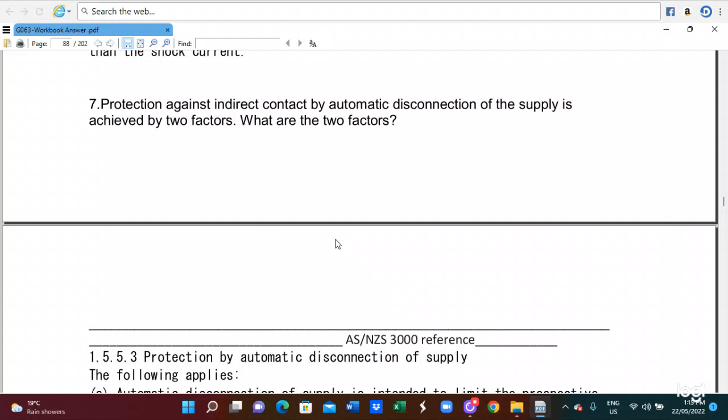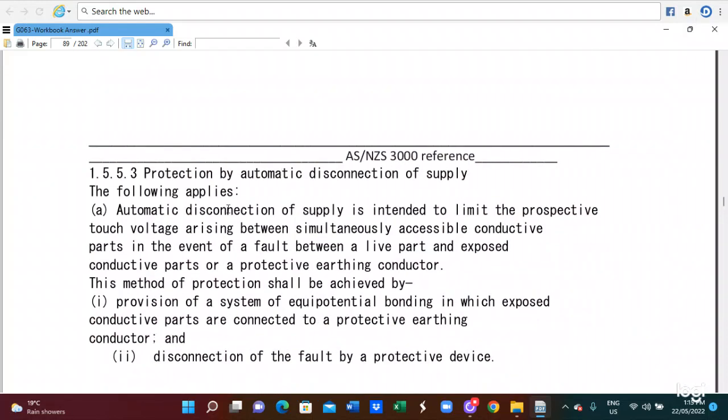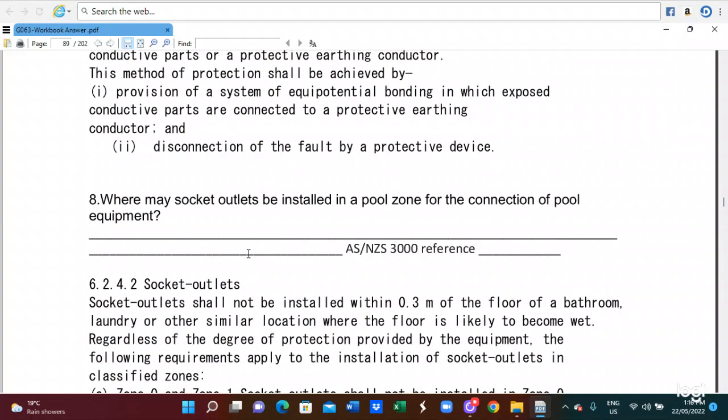Protection against indirect contact by the automatic disconnection of supply is achieved by the 2 factors. What are these 2 factors? So this is 1.5.5.3. In this case, the automatic disconnection of supply is intended to limit the prospective touch voltage arising simultaneously between accessible conductive parts in the event of a fault between the live part and the exposed conductive part of the protective earthing conductor.